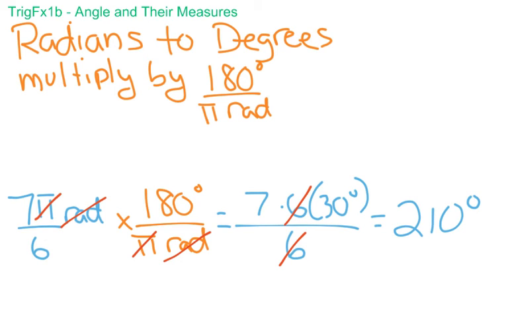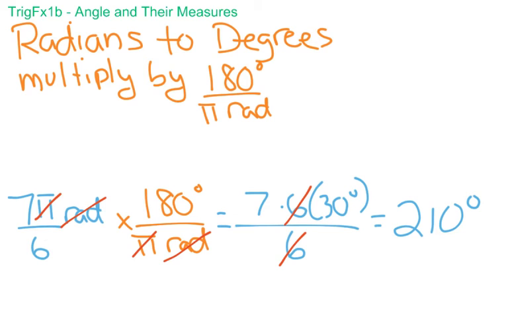Well, what is 210 degrees? Well, 210 degrees is slightly more than 180 degrees. In fact, it's 30 degrees more. So it's a little bit past halfway around a circle. And remember when I said 7 pi over 6 is slightly more than pi because 7/6 is slightly more than 1. So that makes sense that they would both be past 180 degrees or half of a circle.